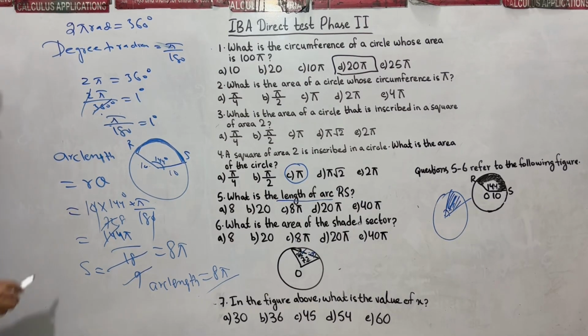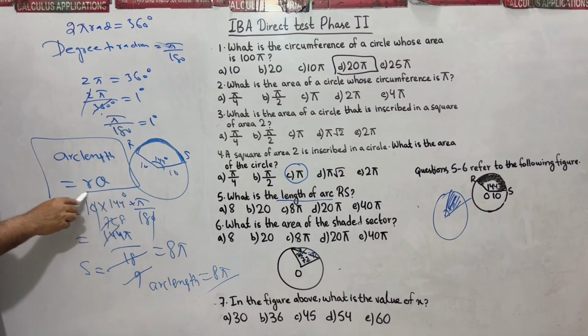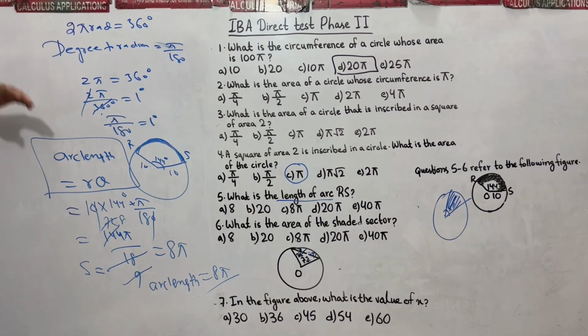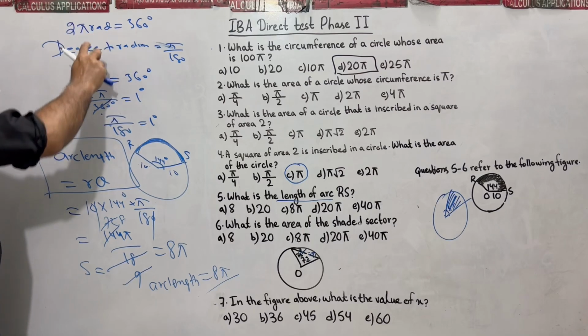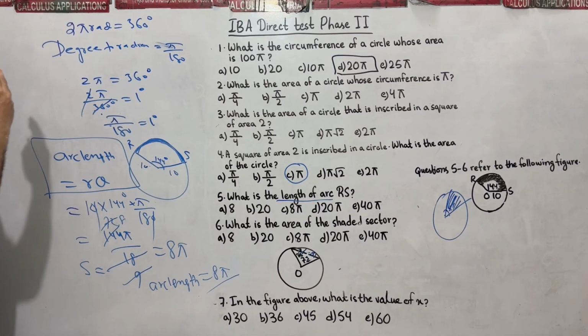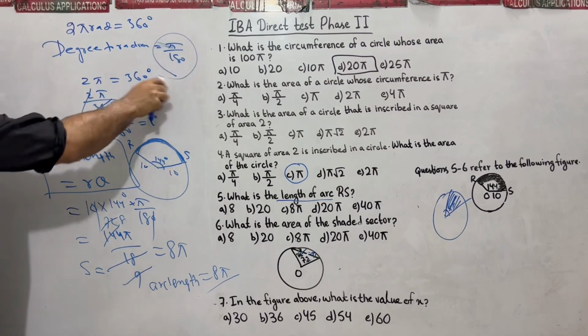That's the formula for arc length. Don't forget, we need the angle in radians. That is the relation: 360 degrees is equal to 2 pi radian. For conversion from degree to radian, just multiply by pi over 180.